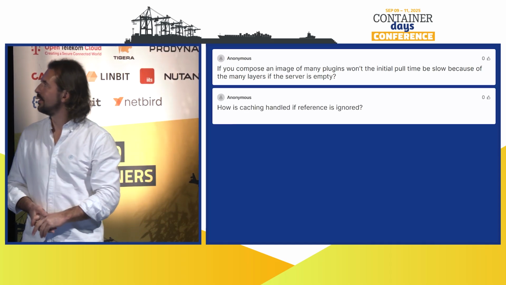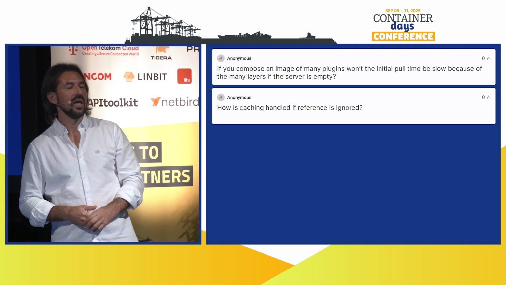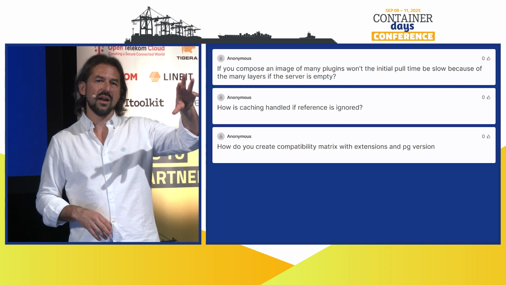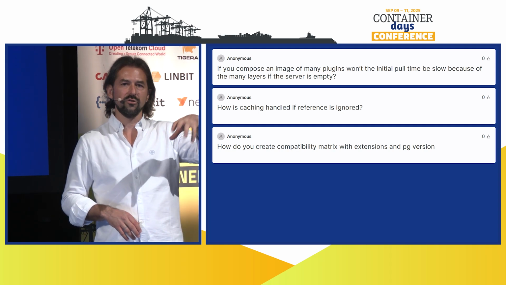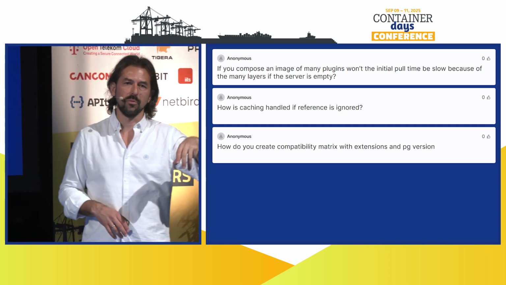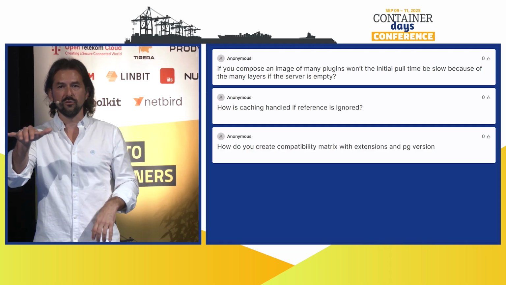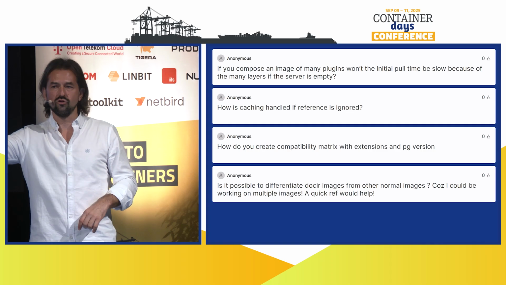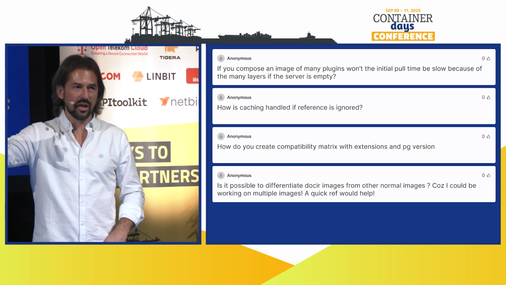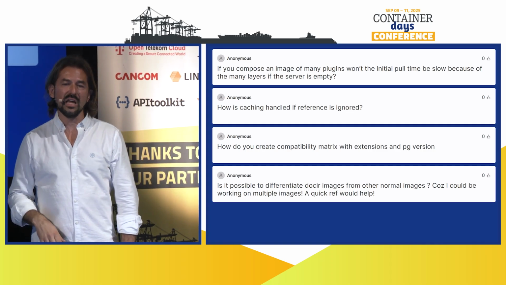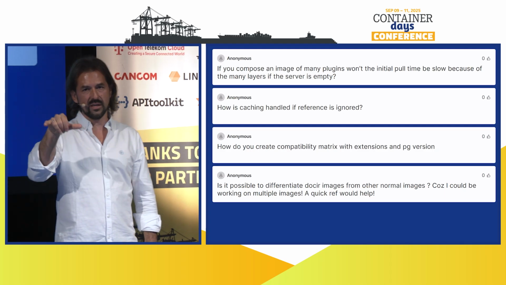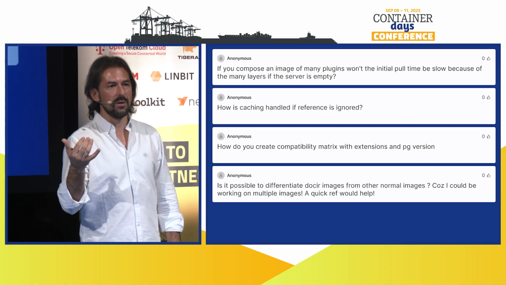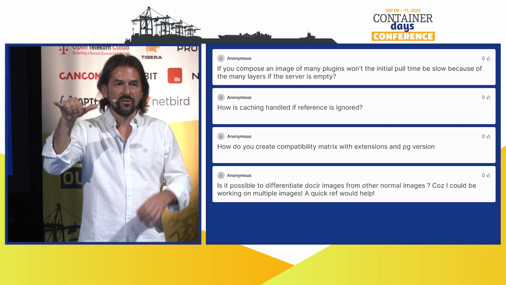How is caching handled if reference is ignored? Yeah, so basically the image manifest always returns a digest, and this digest is what is used for caching purposes. And the digest is a fixed one if the resolution of the URL to components doesn't change. But of course, because it's dynamic, it could change, right? So essentially, if you wanna use an image as is, what you need to do is to pin it. And to pin it means get the digest for the image and then use that as a reference.